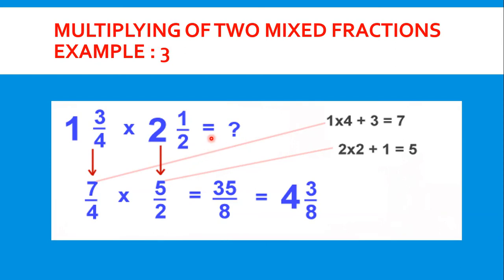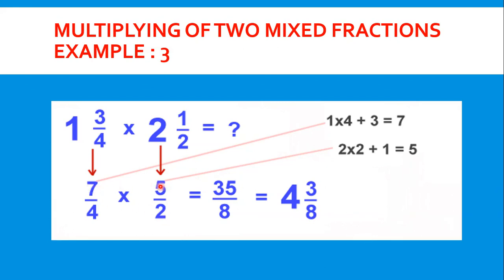Now this is one more example. Two mixed fractions. So 1 and 3 by 4 multiplied by 2 and 1 by 2. So here the steps are given. 4 into 1, the whole number, plus the numerator. So 1 into 4, 4. 4 plus 3, 7. So this way you got 7 by 4. Multiply 2 and 1 by 2. So 2 into 2 plus numerator. 2 twos are 4. 4 plus 1, 5. So here when you solved this, you will get 7 upon 4. And here you will get 5 by 2.